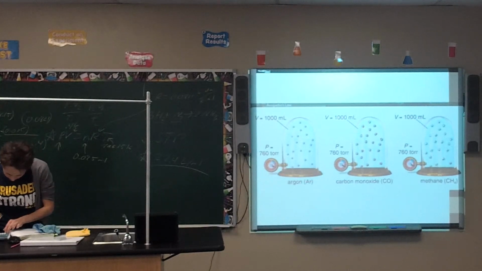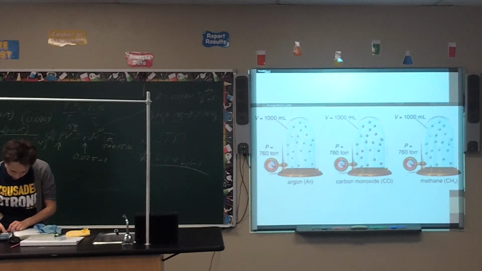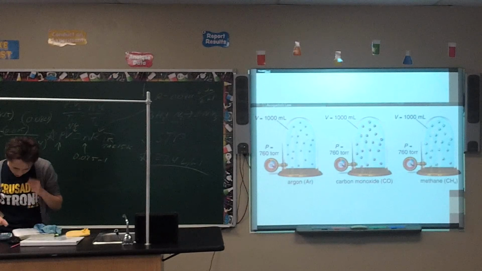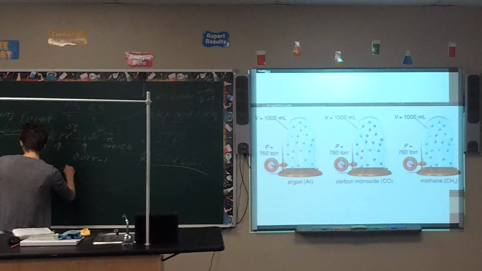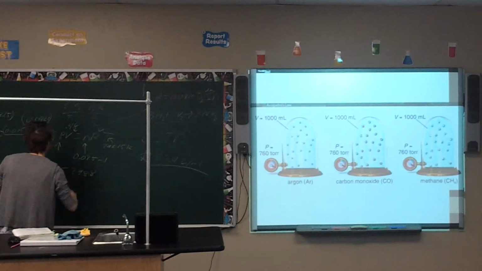I messed up. Yeah, 0.025 times 0.0821 times 298.15 divided by 0.4. Okay. So the answer in the calculator is 1.5298, and then it stops.